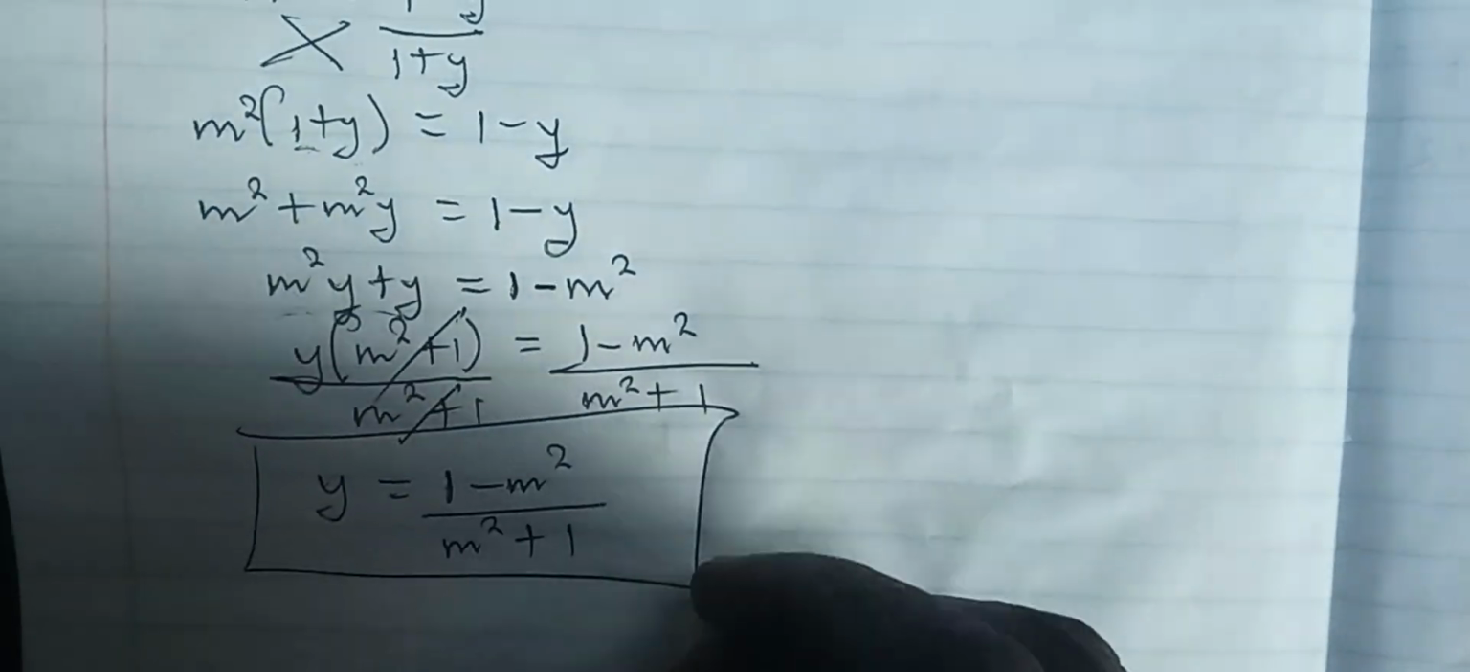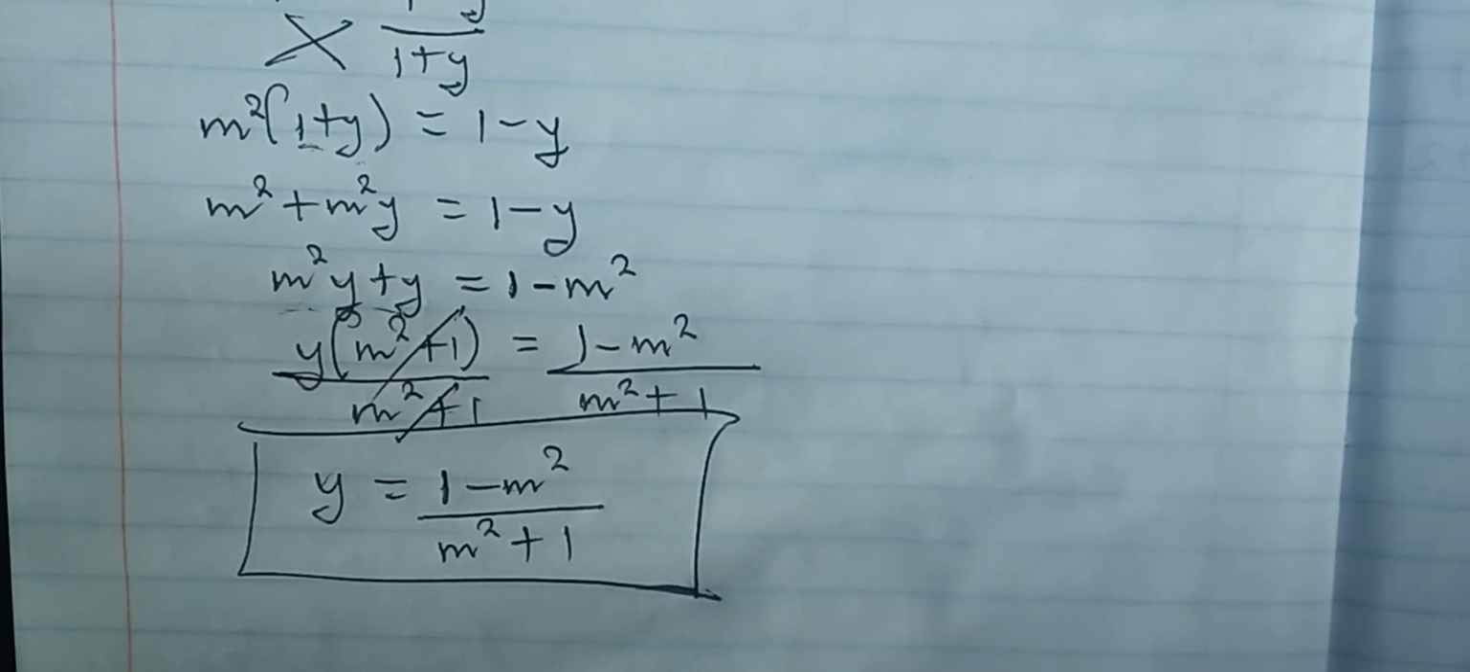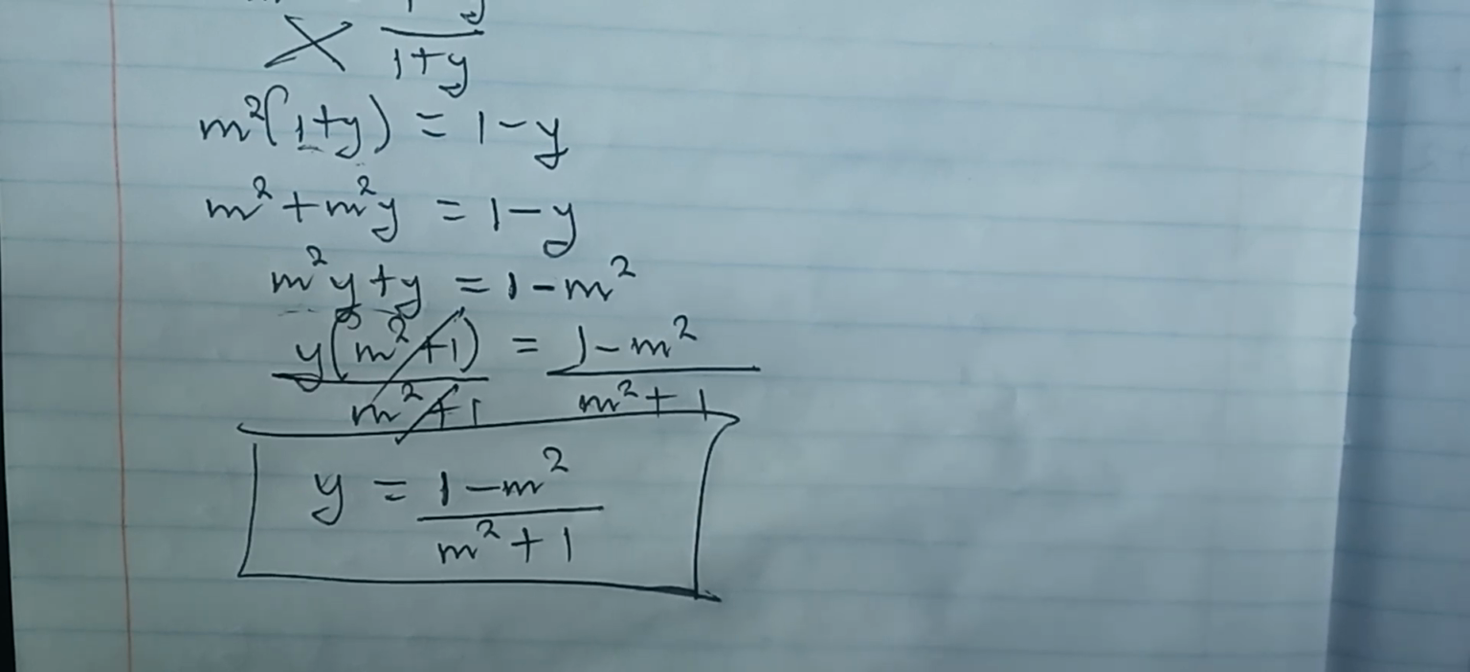divide by m squared plus 1, so that m squared plus 1 will cancel each other, and we are going to have y is equal to 1 minus m squared over m squared plus 1. So this is how you make y the subject of the formula, or this is how you express y in terms of m and the constant 1.